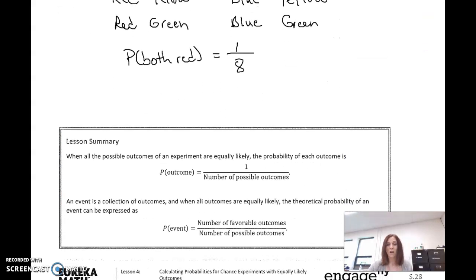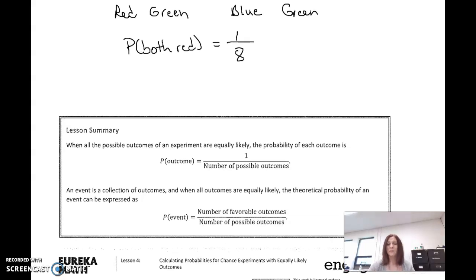All right. So when all the possible outcomes in an experiment are equally likely, the probability of each outcome is 1 out of the possible. Now, an event is a collection of outcomes. When all outcomes are equally likely, the theoretical probability of an event can be expressed as the probability of the event, probability both red, is the number of favorable outcomes, in this case 1, out of all possible outcomes, the total. In this case, it's 8.